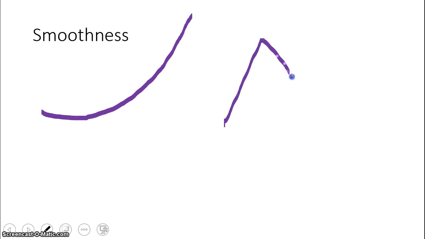So we can talk about its smoothness. A graph that looks like this is very smooth. A graph that is jagged, like so, is not smooth. So looking at what it is, describing the graph, nothing amazing here.